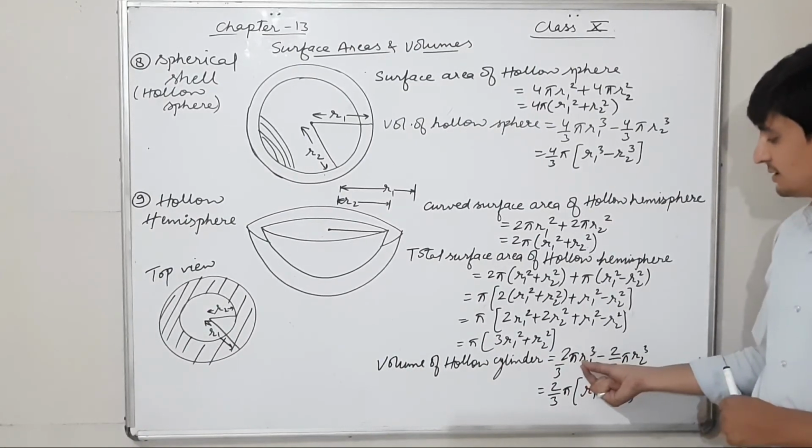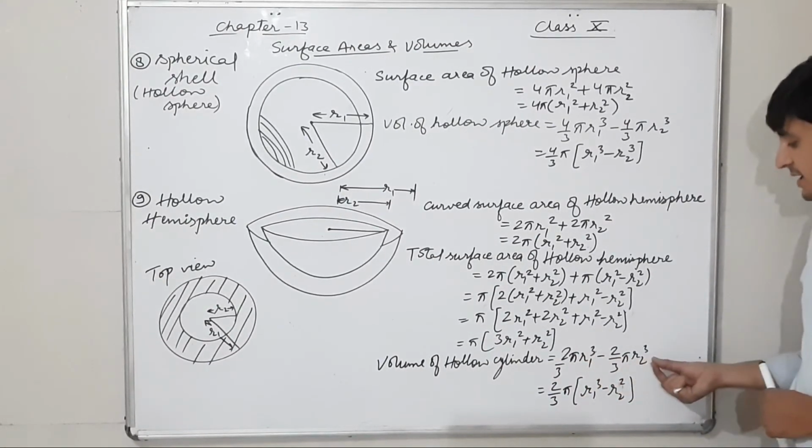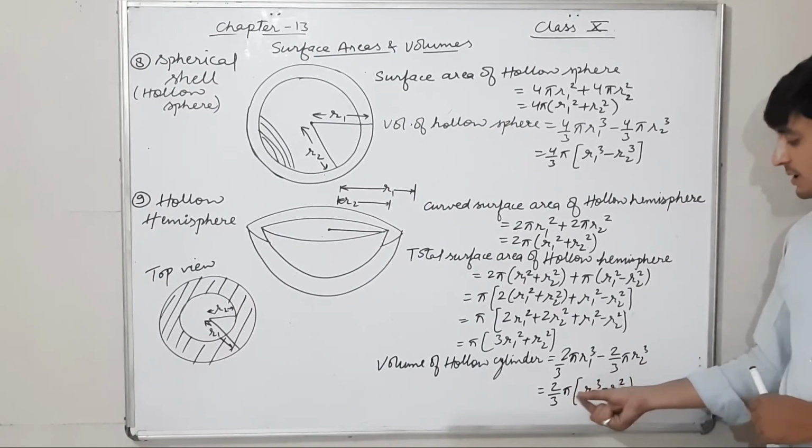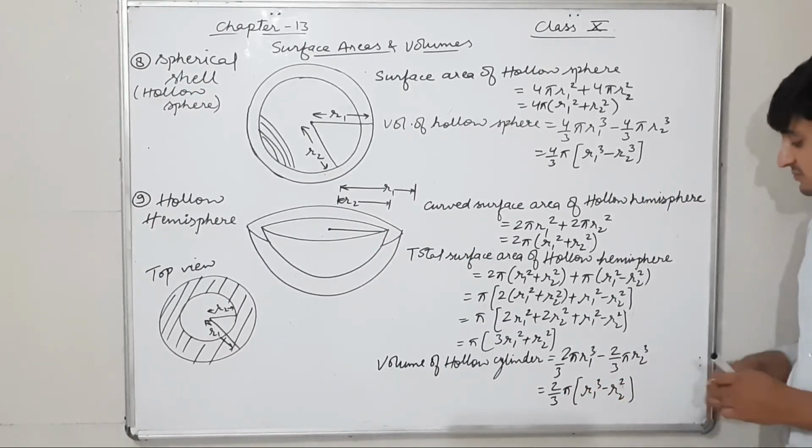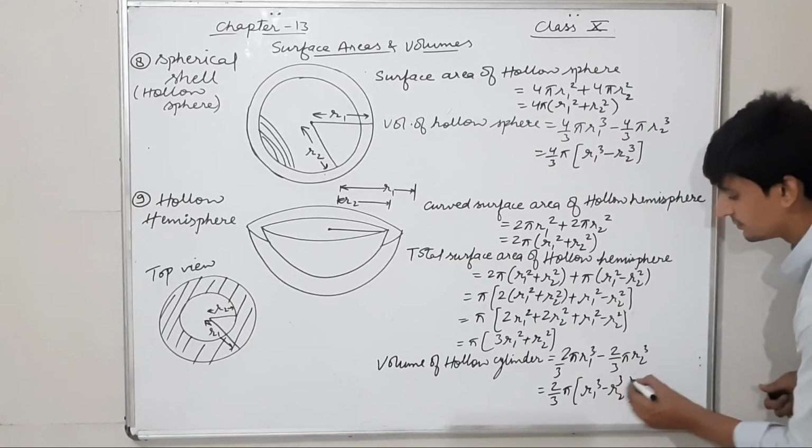Now next we have volume of hollow hemisphere. That is 2 by 3 pi r1 cube minus 2 by 3 pi r2 cube. Taking 2 by 3 pi common, I have r1 cube minus r2 cube. Understood?